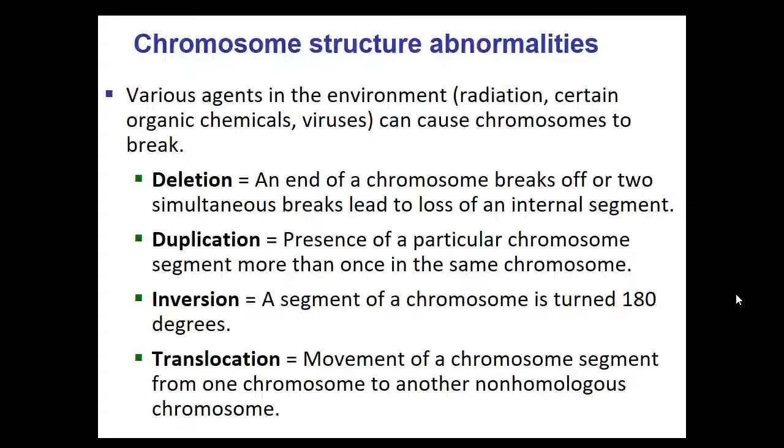Duplication. Part of a chromosome is accidentally duplicated. They have the same genes twice on the same chromosome. Inversion, part of a chromosome could break off and then reattach upside down. And translocation, a piece of one chromosome could break off and attach to another chromosome. So all of those are abnormal.